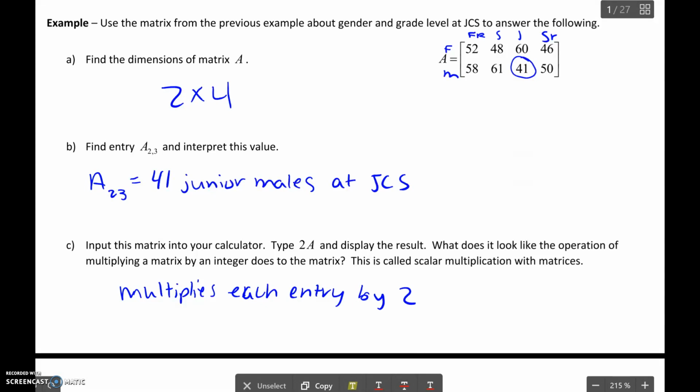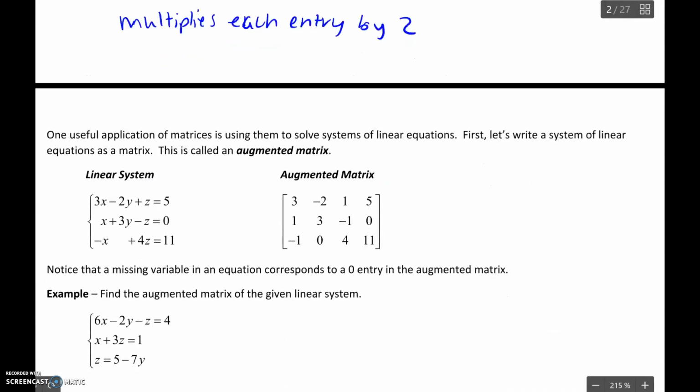Or 3 or 4 or whatever it ends up, you end up multiplying by.